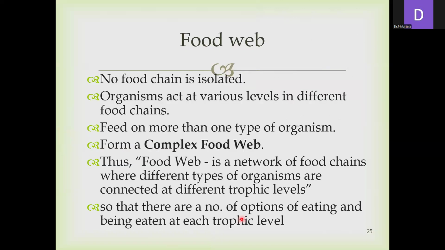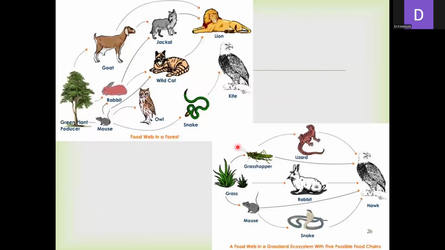So there are a number of options of eating and being eaten at each trophic level. A food web is a network of food chains where different types of organisms are connected at different trophic levels. These are the examples of food web. This is our food web in the forest ecosystem.